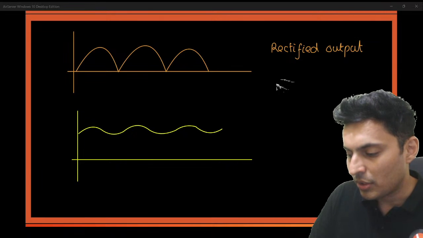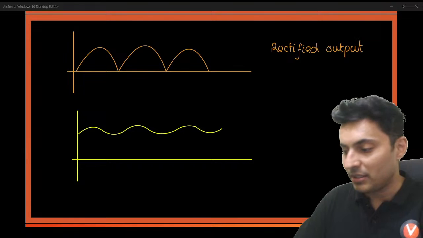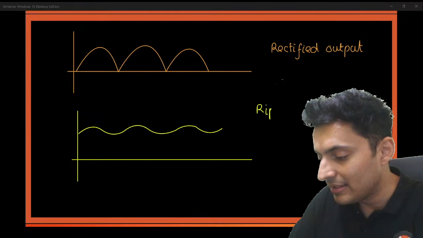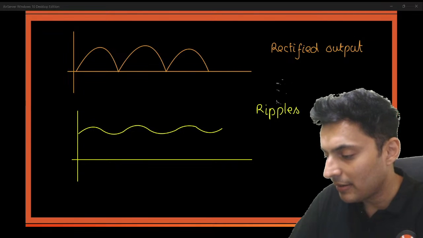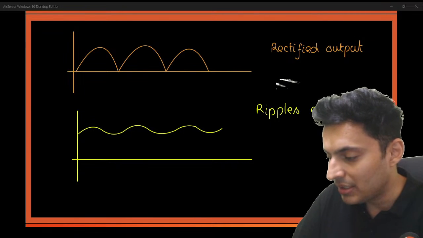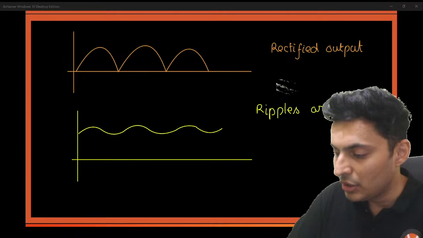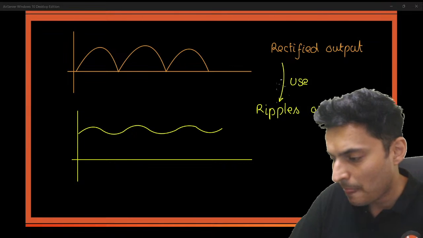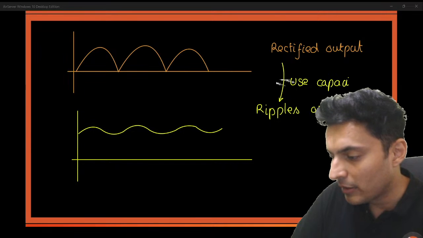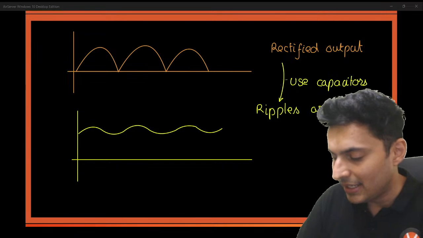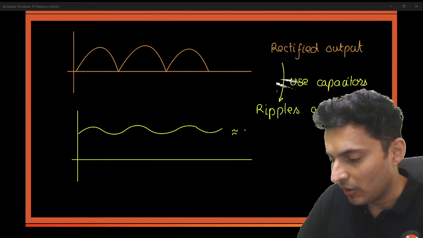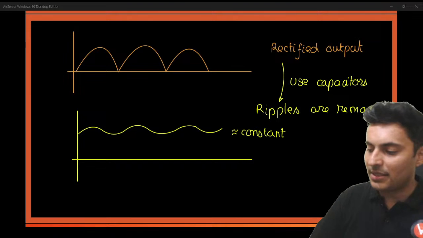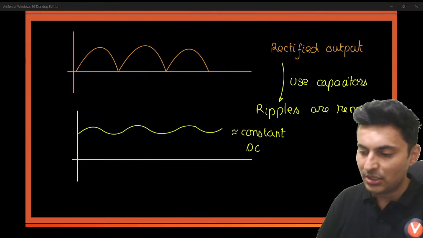So this is what you do. You remove the ripples. These are ripples, up and down like waves. How do you remove them? Using capacitors. Use a capacitor and you remove those ripples so that it is almost a constant. Almost a constant DC voltage.